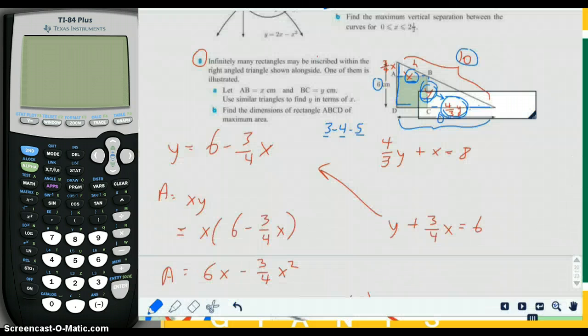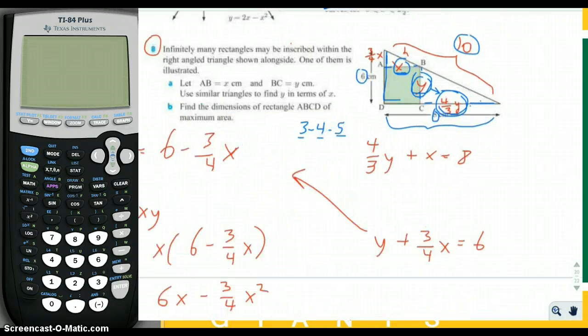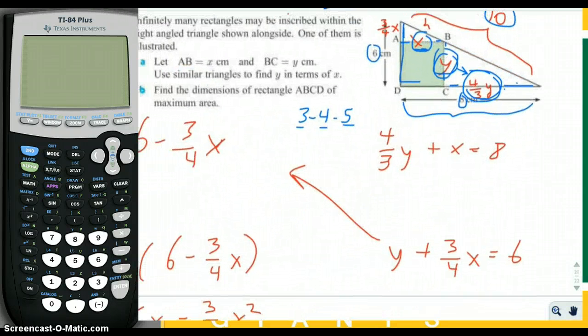Okay, so if this is y, we know that this is 4/3 y. Just like if this is 6, we know that this is 8. To get 8, we would multiply 6 times 4/3. Same thing with y. If we start with y, this would be 4/3 y. So we know that this part here is x, and this part here is 4/3 y. So we can add x and 4/3 y together, and we should get 8.